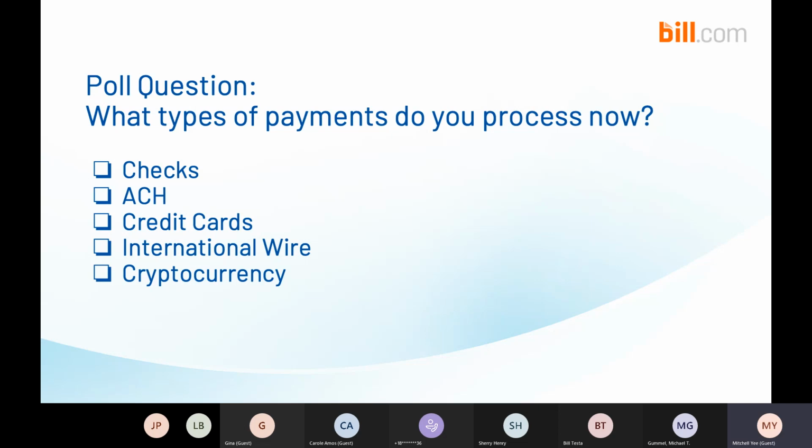All right, I'll leave it up just for a few more seconds here. Perfect. Thank you for all the responses on there. Looks like a majority is check and ACH.